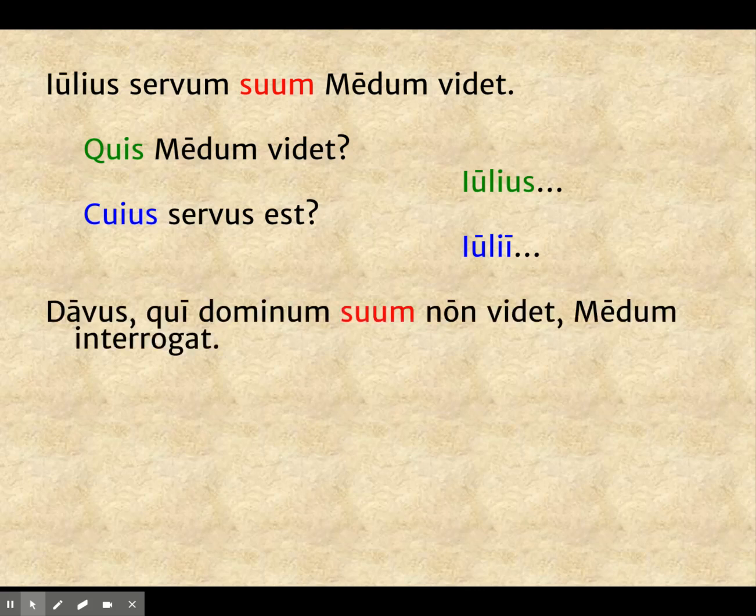All right, here's a few more of these. Davus qui dominum suum non videt, magistrum interrogat. First question, quis dominum non videt?